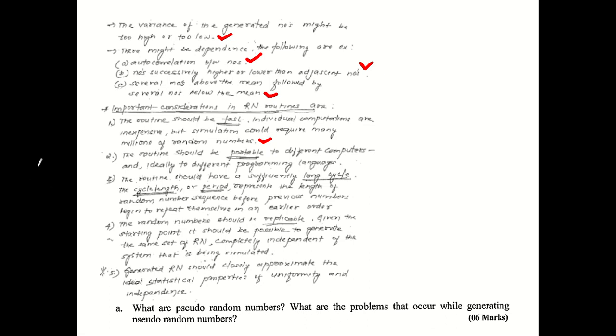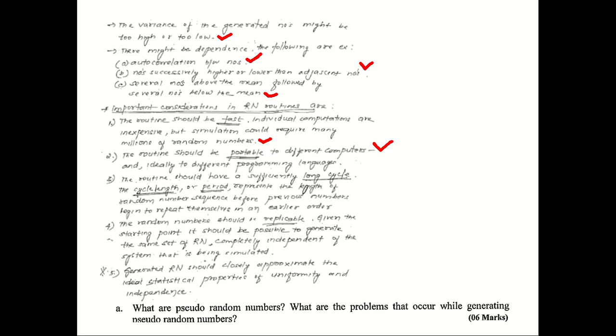The second consideration is that the routine should be portable to different computers and ideally to different programming languages. So whatever the random number generation technique or routine, it must be ported very easily to other computers in hardware, or it can be shifted to any programming language.